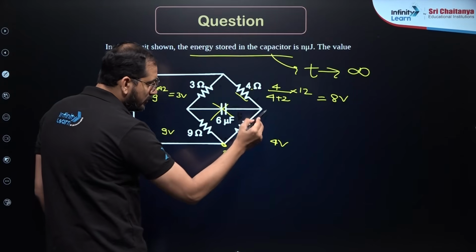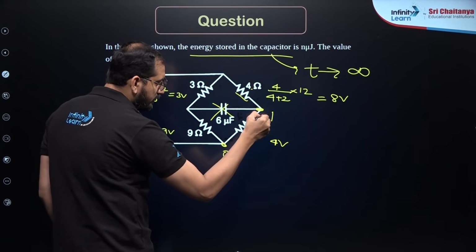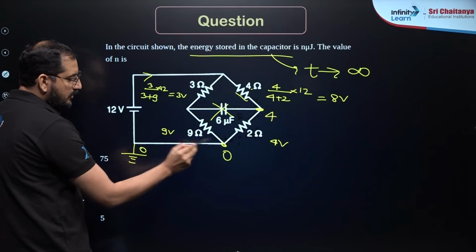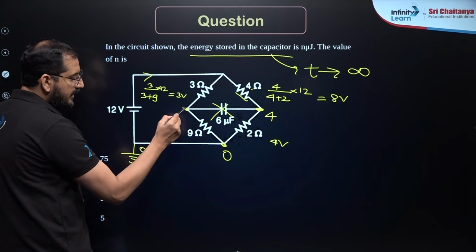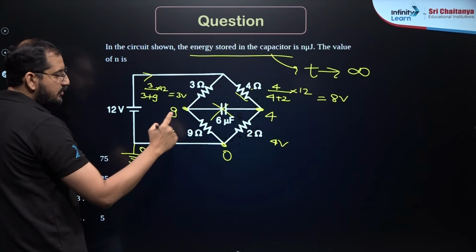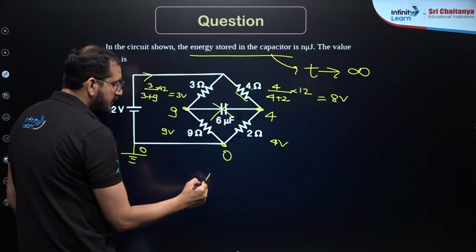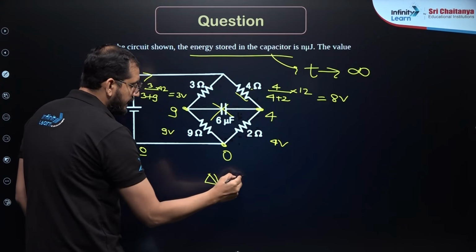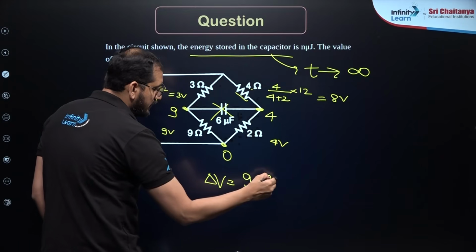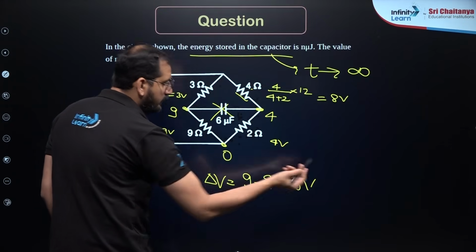There is a drop of 4. It means this point will get a value of 4. From 0, there is a drop of 9. This point will get a value of 9. So between these 2 points, if I want to calculate how much is the potential difference, delta V, I have to write as 9 minus 4 equal to 5 volt.